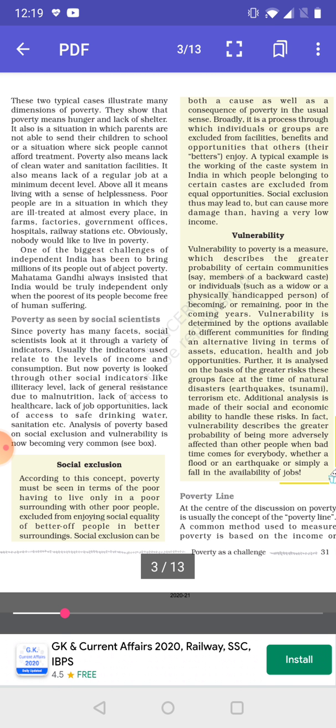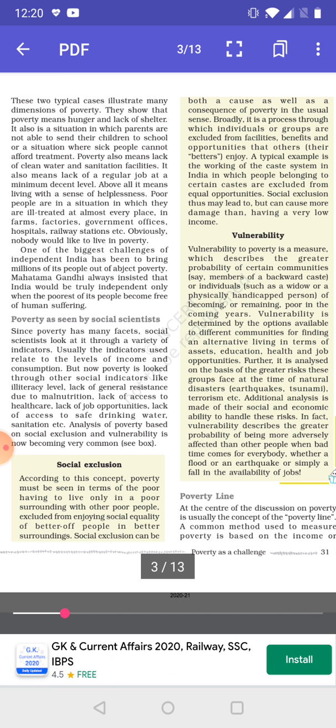Take a backward section of society, or an individual, such as a woman who is a widow and does not have any working hand in her family, or someone who is physically handicapped and could not work. These kinds of people remain poor only because they do not have any additional hand to come out of that situation. Vulnerability can be counted in terms of assets, education, health and job opportunities. These sections of poor people have a greater risk of facing adverse conditions whenever some mishap occurs. So the vulnerability of the poor section to getting affected is more.